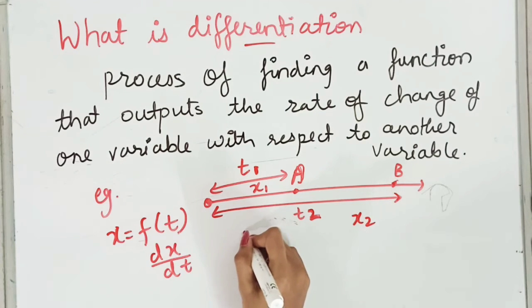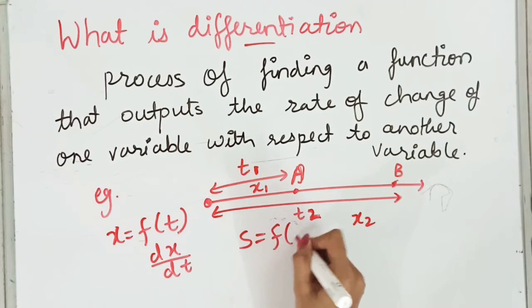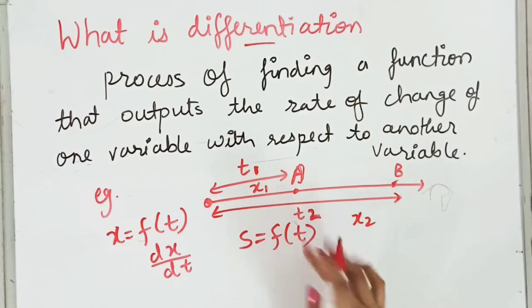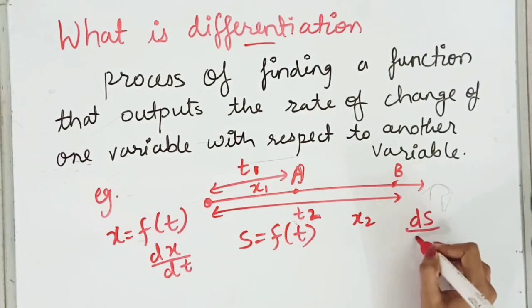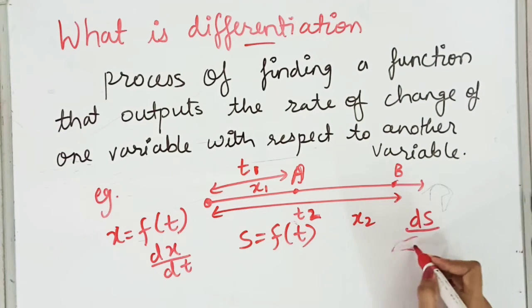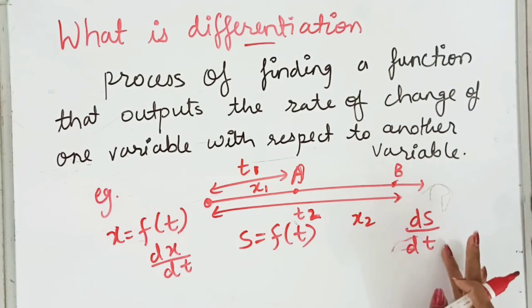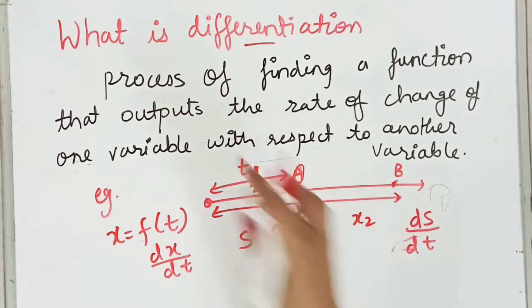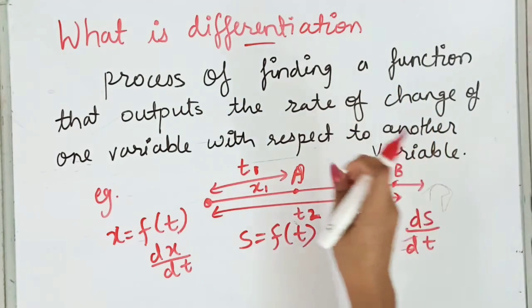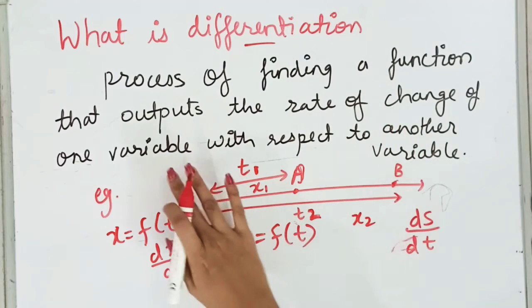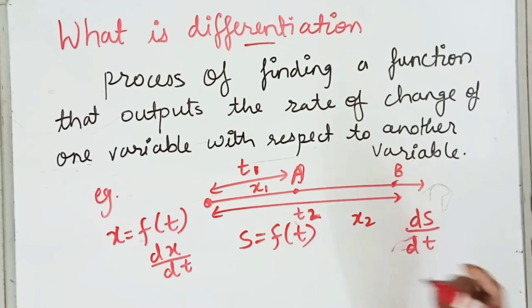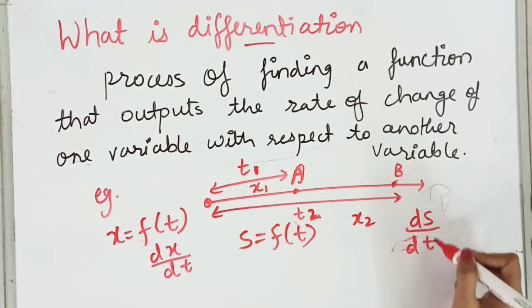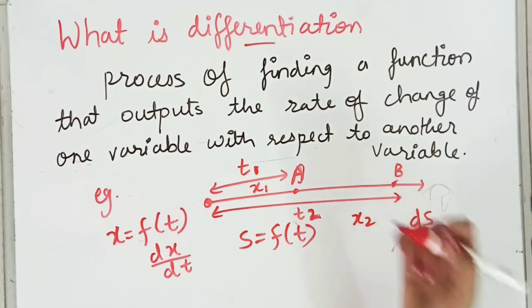Similarly, we can say that speed changes with respect to time, so its function will be ds by dt. So the process of finding a function that outputs the rate of change of one variable with respect to another is differentiation.